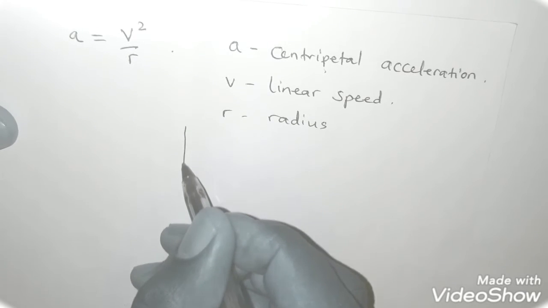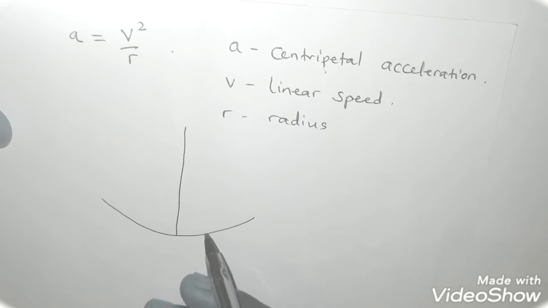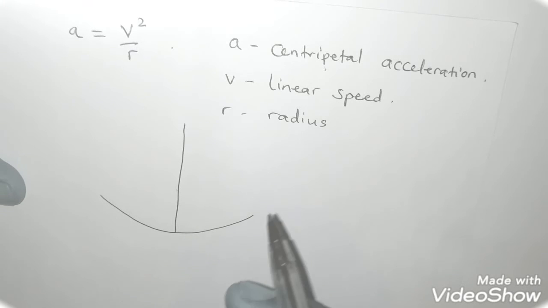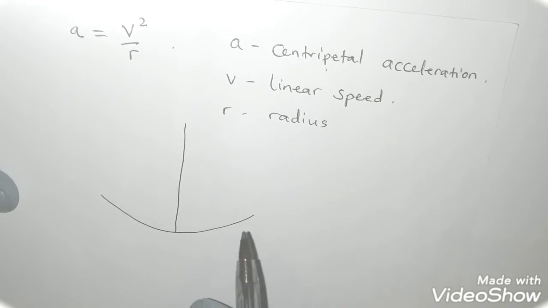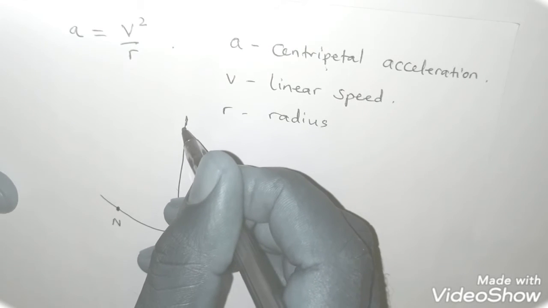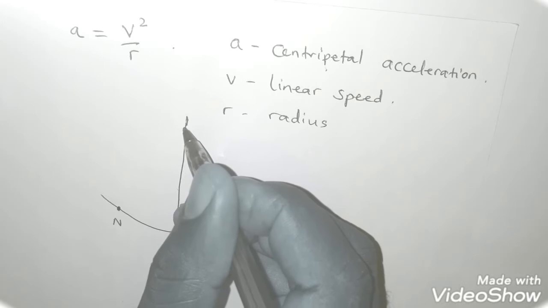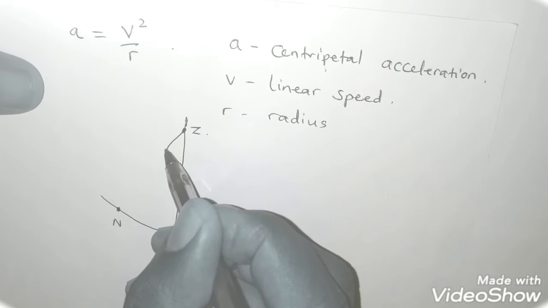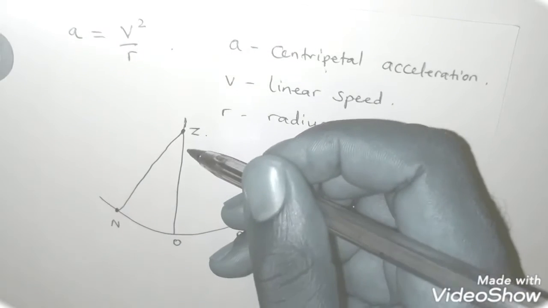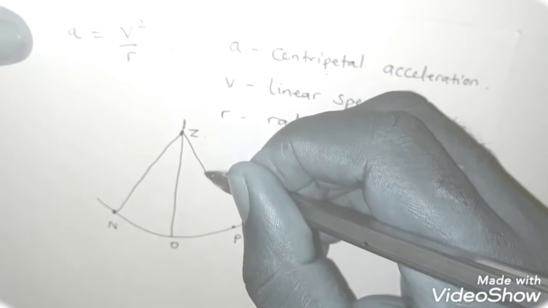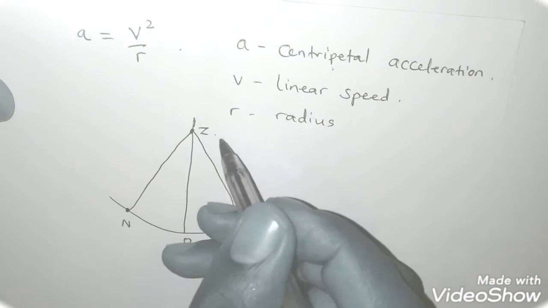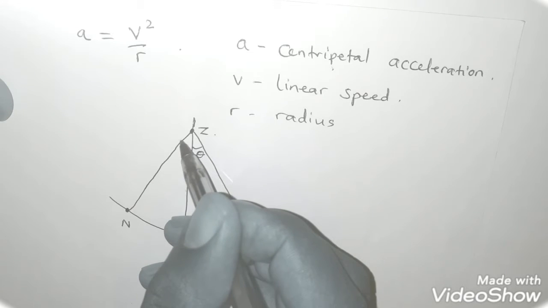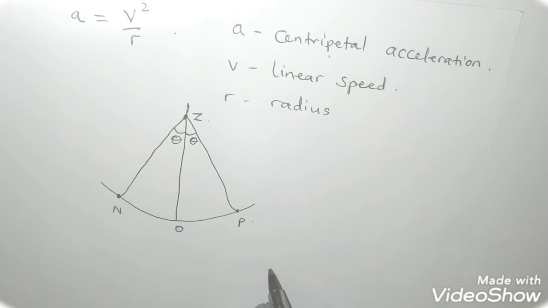Now considering a particle moving with a constant speed v along an arc N or P, let's call this point the center of the circular path, we call it Z. If we connected the point Z to N and then Z to P, and we call this angle theta, this is equal to this angle, so it is also theta.